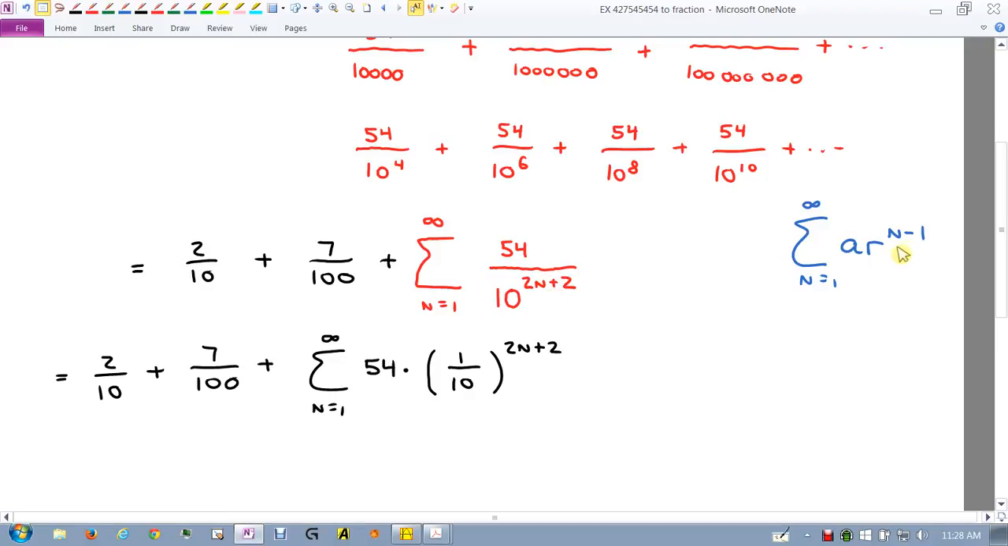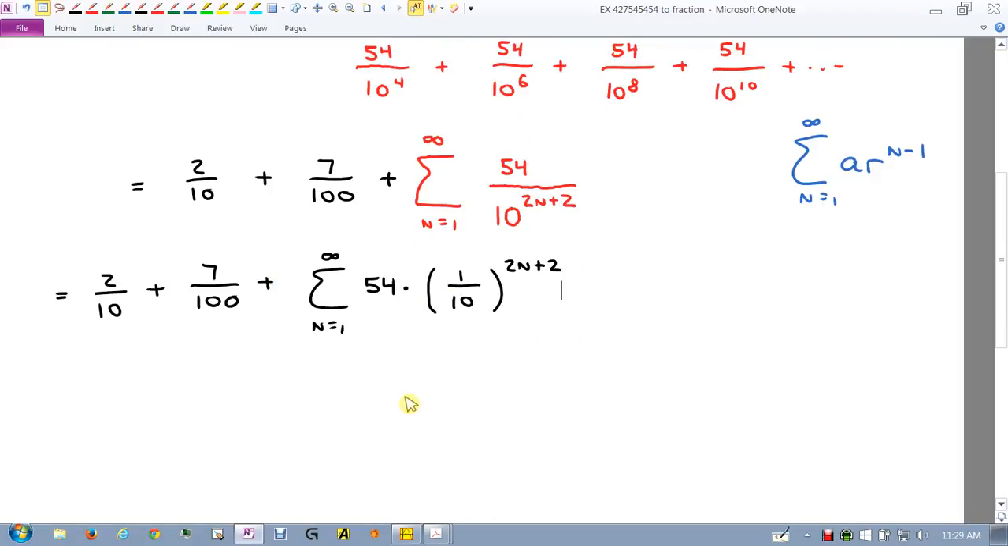Do you have an R? Do you have a candidate for R here? Yeah, what do you think R is? 1/10? It's looking that way, right? The problem is this does not look like this, and it must look like this in order to use the formula. So I need to turn 2n plus 2 into what? n minus 1. And now we get to have some massaging fun.